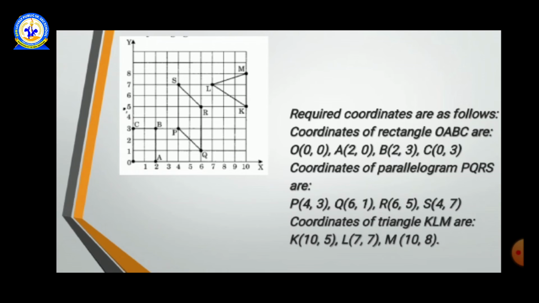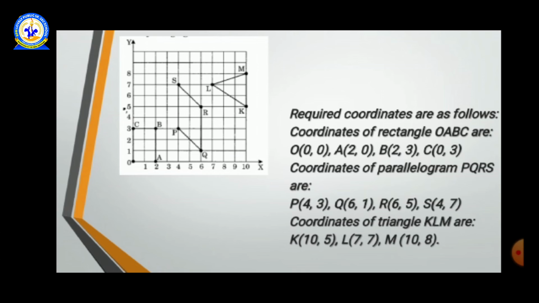So let us see the coordinates of P. It comes from 4 on the x-axis and 3 on the y-axis. So (4, 3) are the coordinates of P. For Q, it is 6 on the x-axis and 1 on the y-axis. That's why Q's coordinates are (6, 1). For R, it is 6 on the x-axis and 5 on the y-axis. So R's coordinates are (6, 5), and S is 4 on the x-axis and 7 on the y-axis. So S's coordinates are (4, 7).